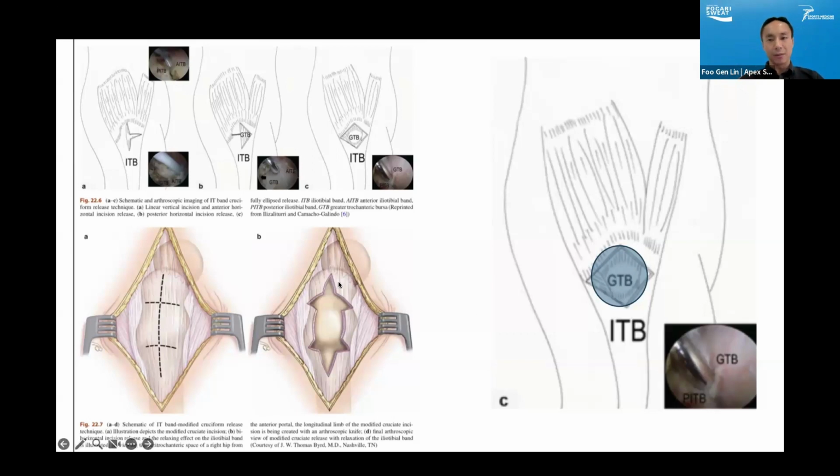What I do, I mean, they've been described like cruciform, the diamond shape. But what I do normally, I make a circle around the IT band. This is looking at the patient from the side. This is the IT band. This is the top of the patient. This is the bottom of the patient.